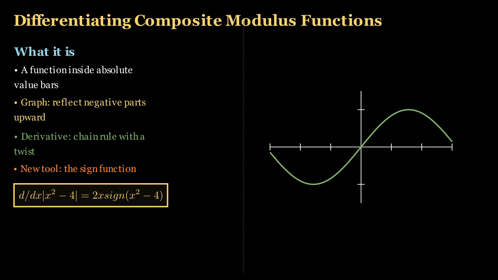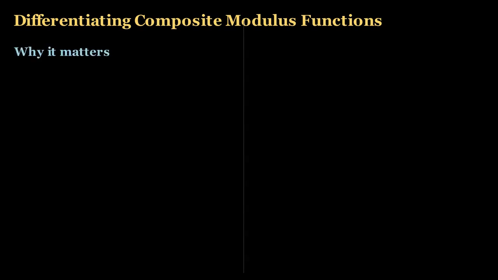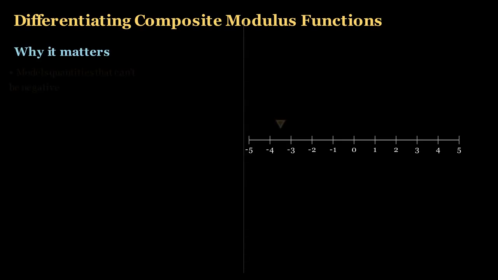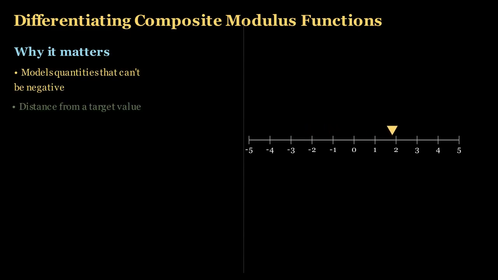Think of the distance between two objects. If a car is supposed to stay exactly 4 meters from a wall, the error is the absolute difference between its actual distance and 4. That error is always a positive number. If we want to minimize that error using calculus, we need the derivative.